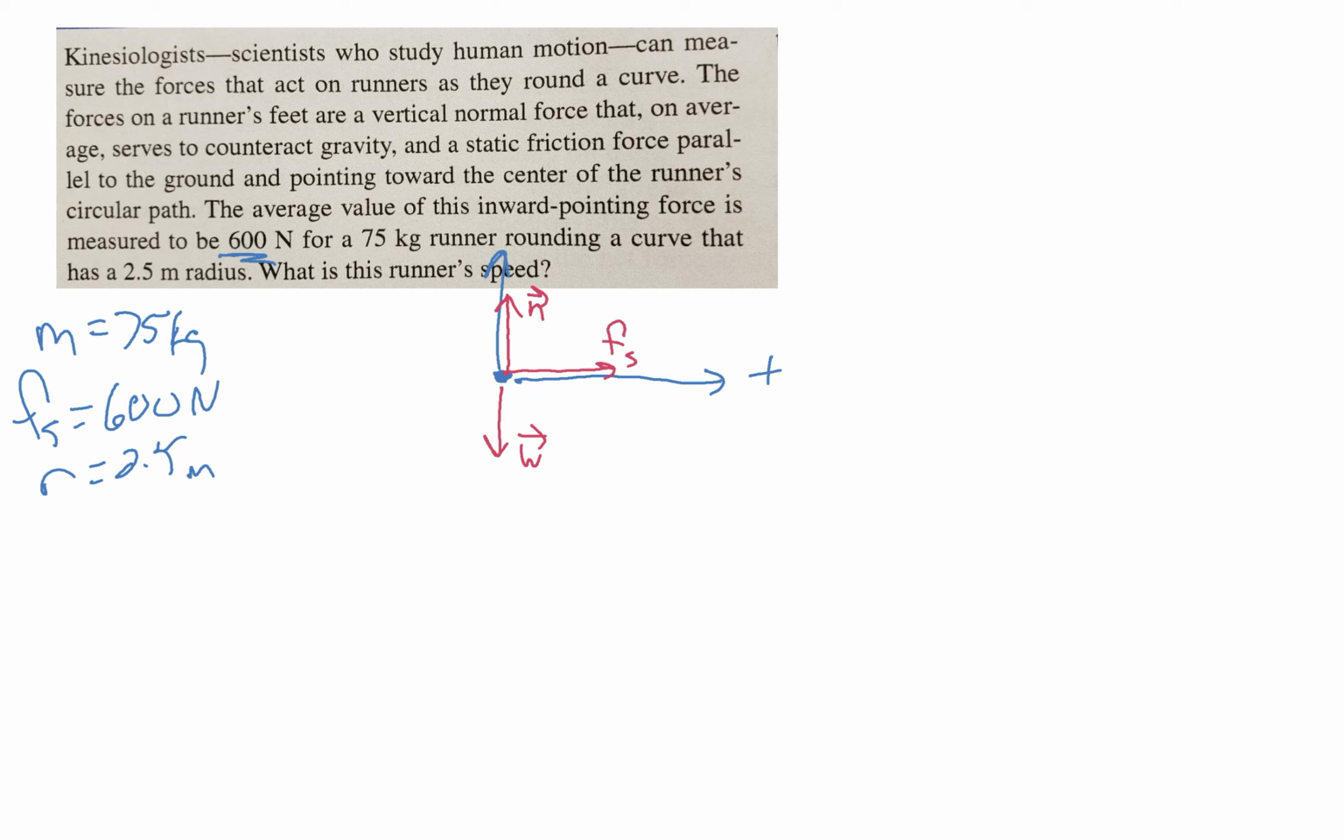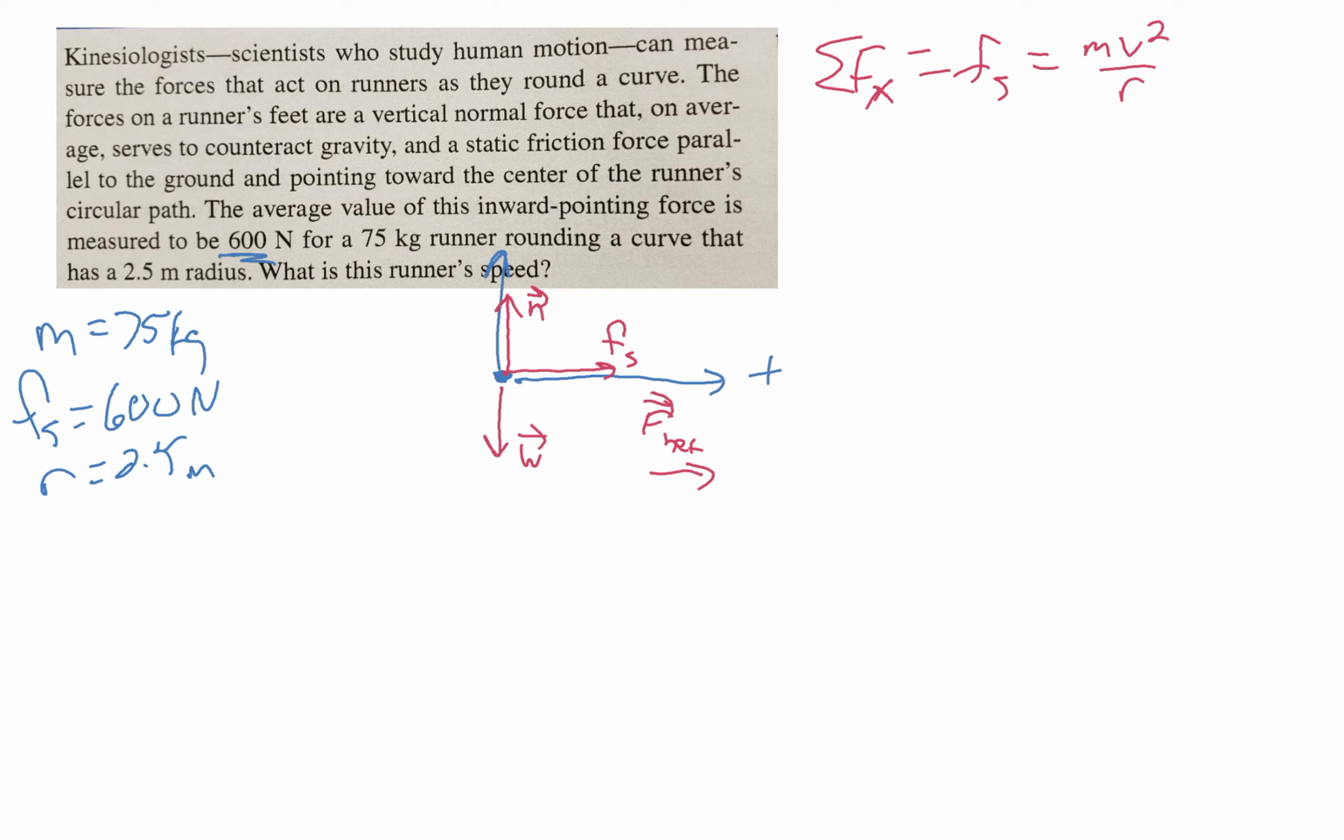All right, now there is also an F net. If there wasn't an F net, we would not be making a curve. And that F net is pulling us towards the center of the circle. Okay, so now all we need to do is the sum of the forces. Really all we care about here is the sum of the forces in the x direction. The only force in the x direction is F sub s, equals mv squared over r.